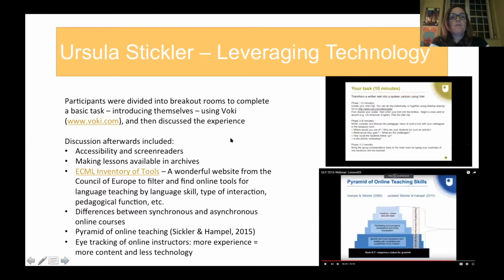In addition, she put us into some breakout rooms and asked us to complete a basic task introducing ourselves. This is something that I'm sure we all have our beginning students work on in the target language, but we used Voki, and then we discussed that experience as a group. Afterwards, our discussion included talking about accessibility and screen readers, and we will touch on that again in one of our last presentations because we went more in depth on that, looking at which types of websites are accessible if you're using a screen reader and how can you make your lessons more accessible.